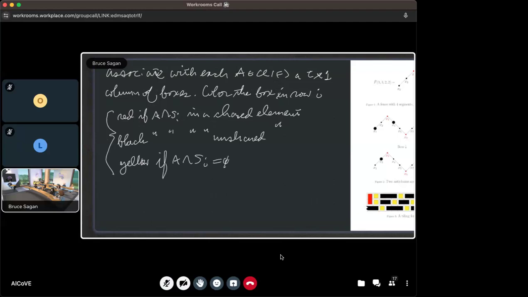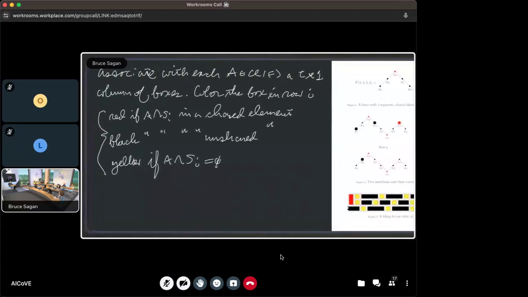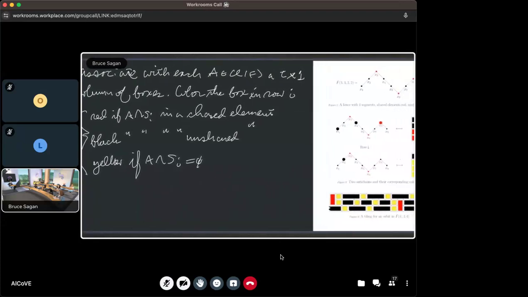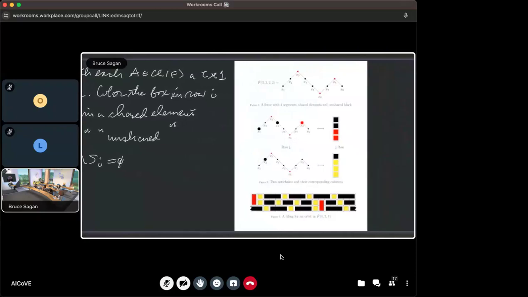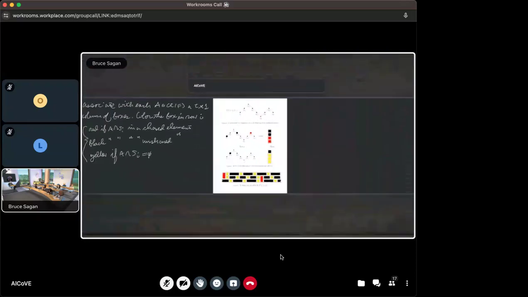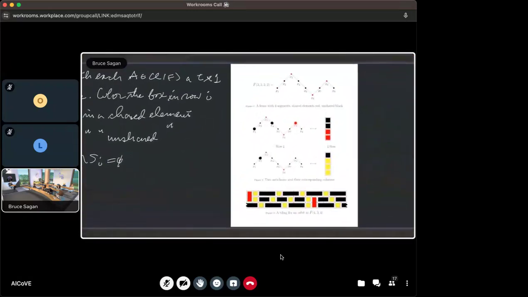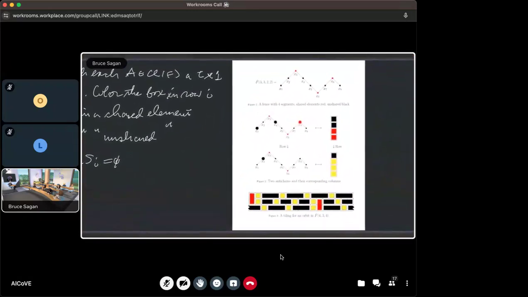Okay, so let's go back to this. So let's look at figure 2, right? That second fence down from the top. Notice the anti-chain we're taking here is X1, X4, and X8. And look at the corresponding columns, right? The corresponding column is going to have 4 boxes, because we have 4 segments.